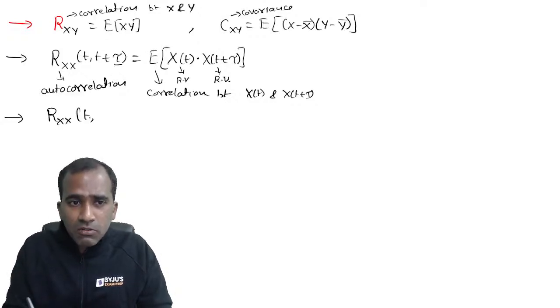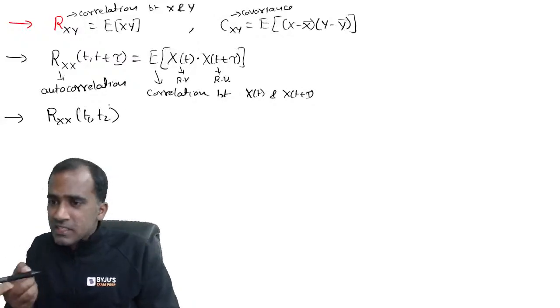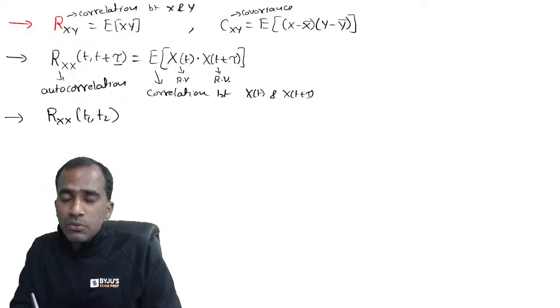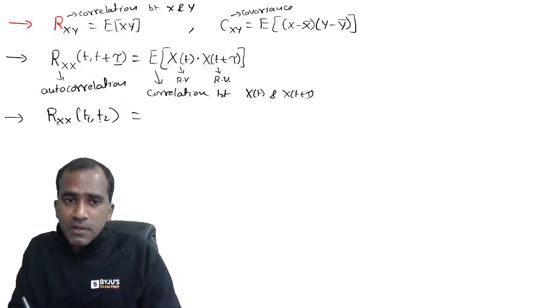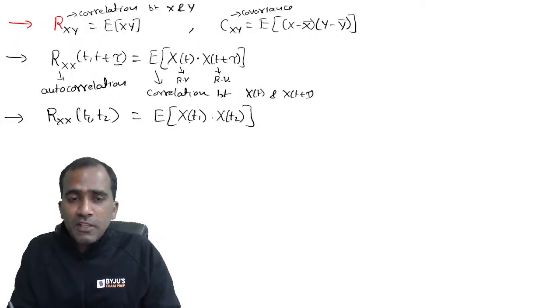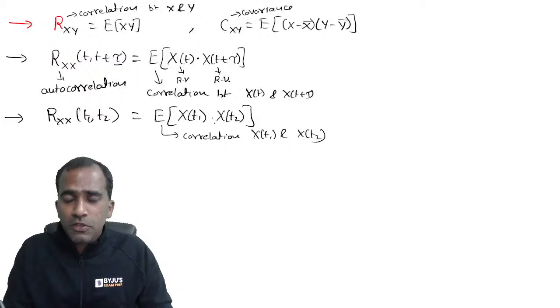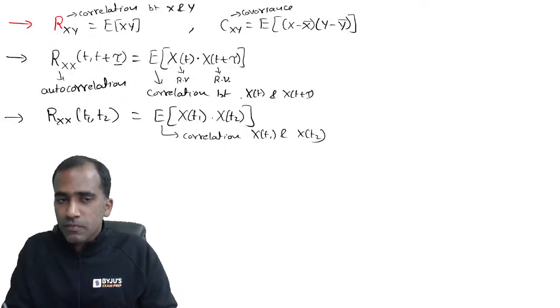There is one more way of writing this autocorrelation function. Instead of writing t, t plus tau, we can also write t1, t2, because finally we are interested in two random variables at two different instants of time. You can write it as t, t plus tau or t1, t2, anything is fine. Then expectation of, we are interested in the random process at t1 seconds. At t1 seconds, the random variable is X of t1, and at t2 seconds the random variable is X of t2. We want to find the correlation between these two. So this gives us the correlation between the X of t1 random variable and the X of t2 random variable. So we can use this notation or that notation; both are frequently used. I hope you understood the meaning of it.